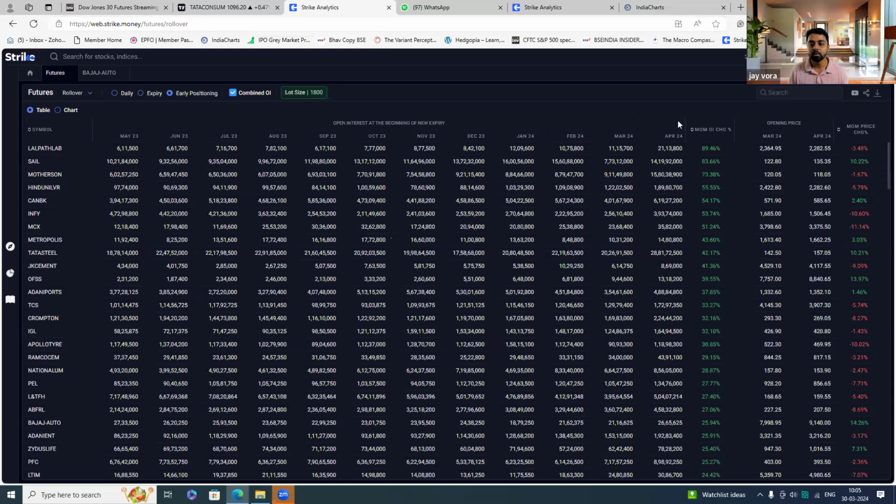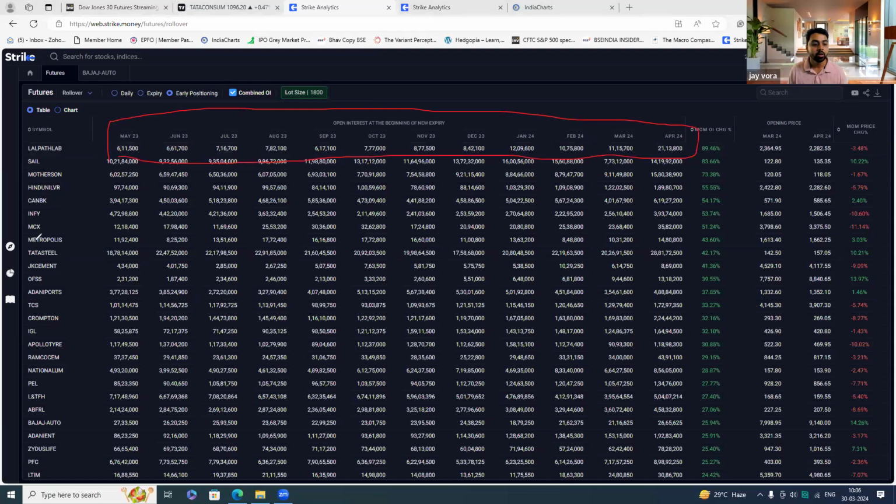Basically, over here, what we try to do is capture the open interest at the start of a new expiry. Which means that now the April expiry is starting, right? So what is the starting open interest of the new expiry? That is what we capture. And from there we get to know which are the stocks where extreme positioning is happening, based on the historical data that we have provided in the table.